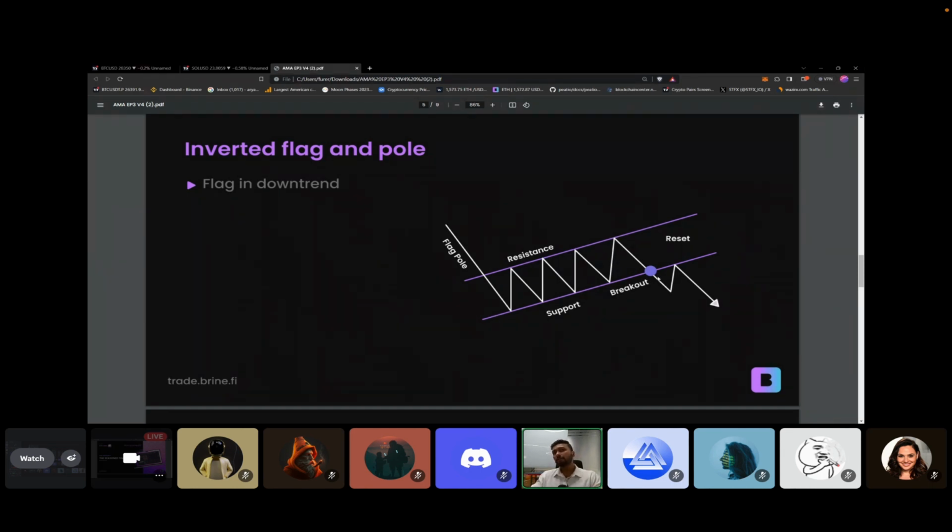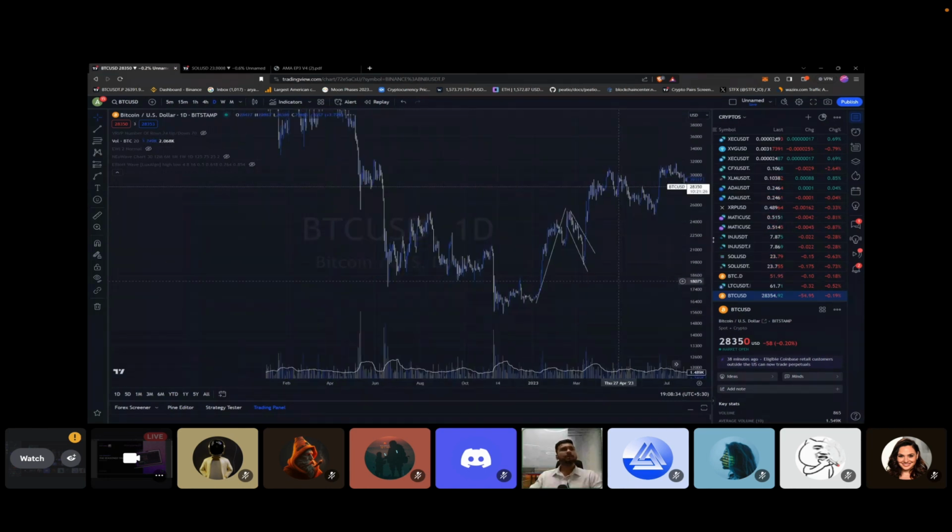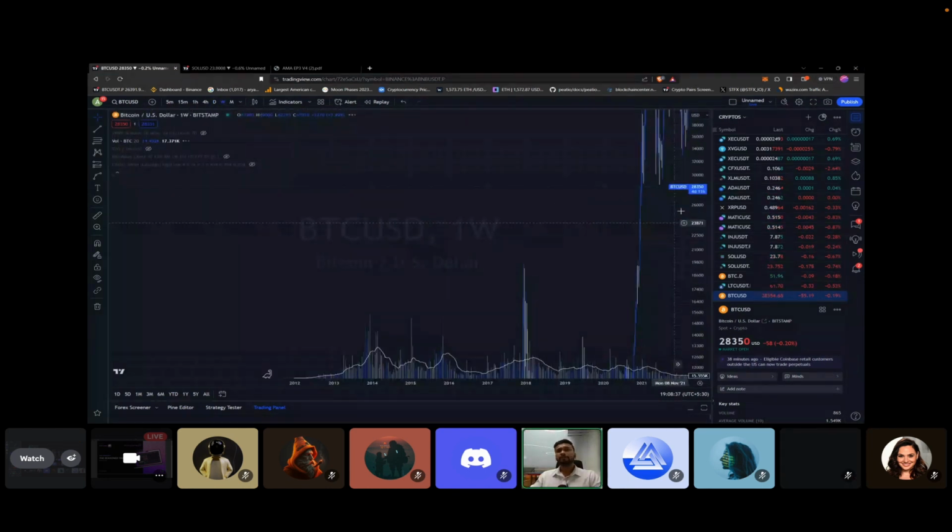And then finally, we want a breakout. Most probably, we will get a retest, and that's when we'll enter. And then the market will start moving in the downtrend again. Let's try to see this on a real chart. Let's move back to the weekly time frame.